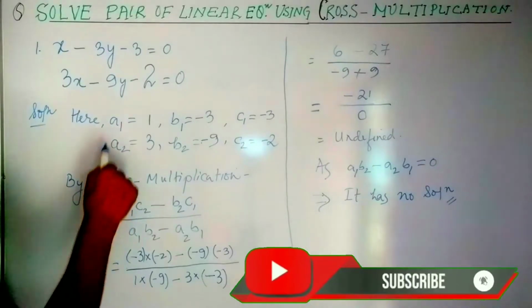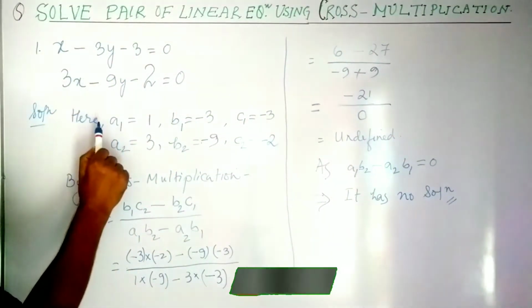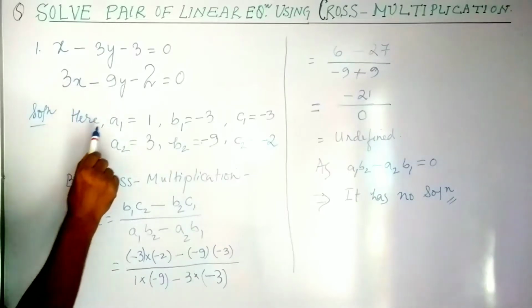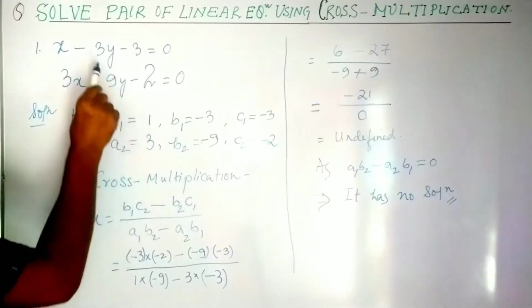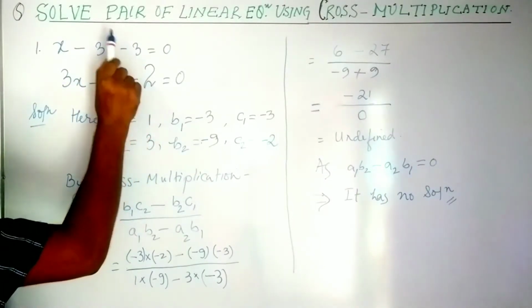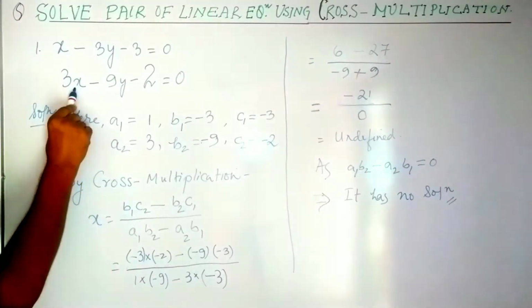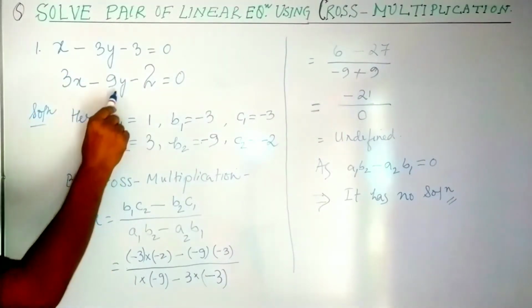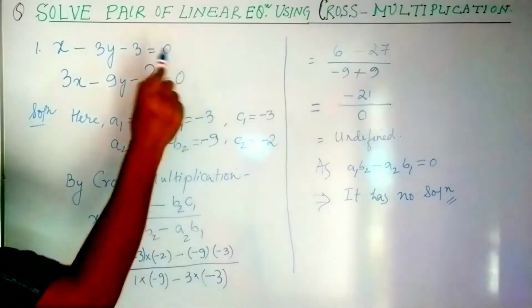3x minus 9y minus 2 equal to 0. From this equation, we write the coefficient of x, y and the constant term. The coefficient of x is a1, coefficient of y is b1, and the constant term we take as c1. Here the coefficients of the second equation, we take as a2, b2 for y, and the constant term as c2.